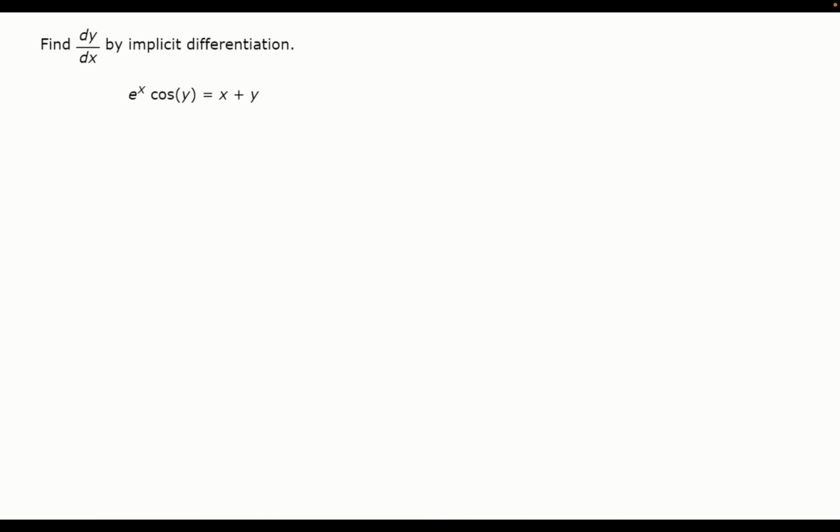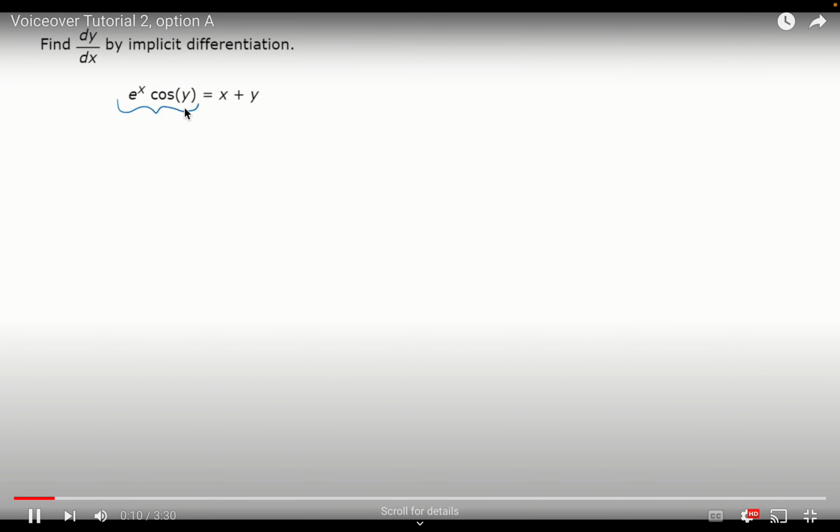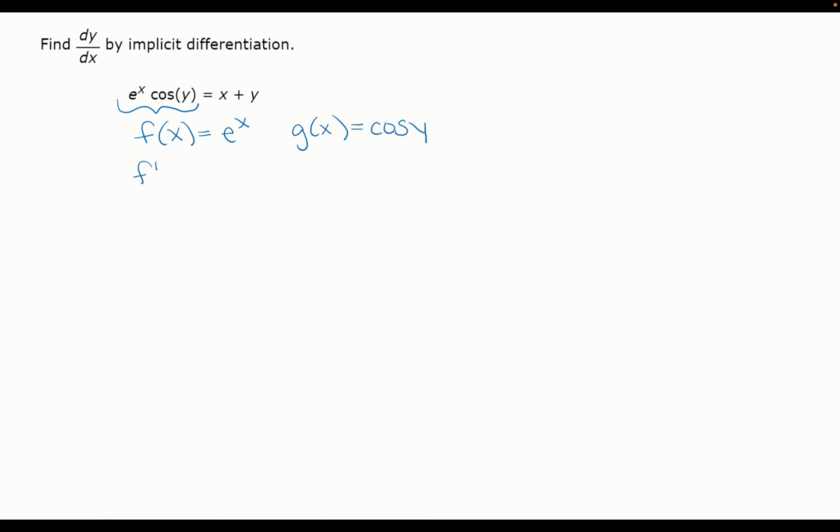So we're going to be finding the derivatives of the left side first, e to the x times cos y. So we're going to have to find f of x and g of x. First, f of x is e to the x, and g of x is cos y. And we're going to find the derivatives of those: f prime of x being still e to the x, because it's e, and g prime of x being negative sine y. And because we have a y, we have to multiply by dy over dx, negative sine y.